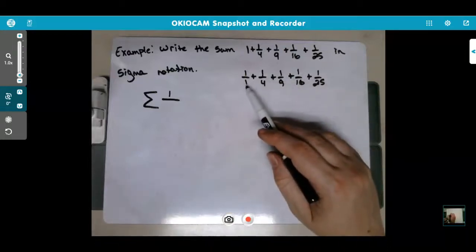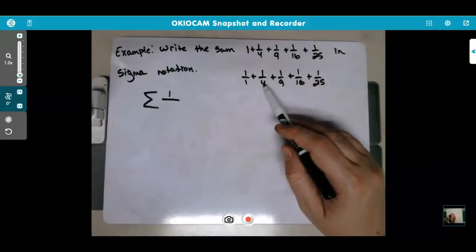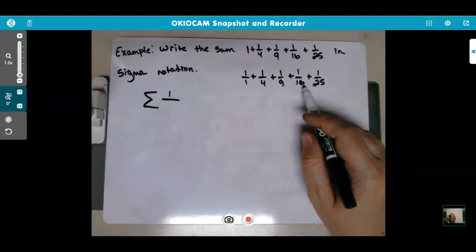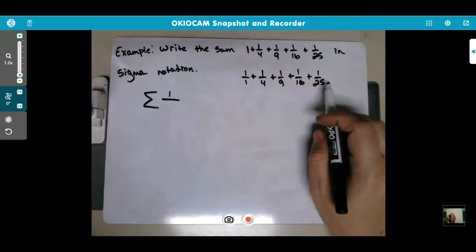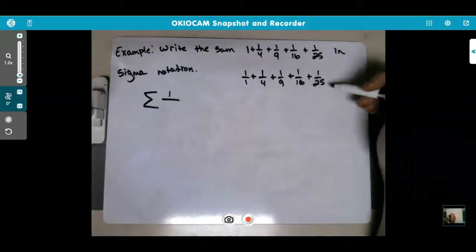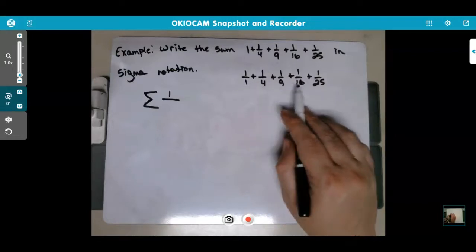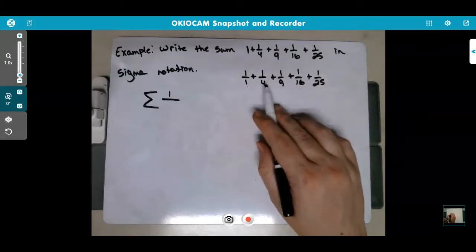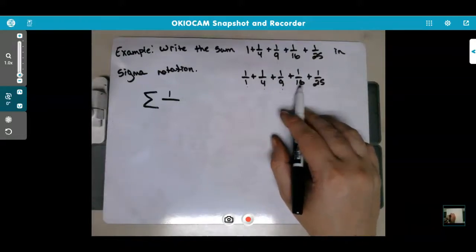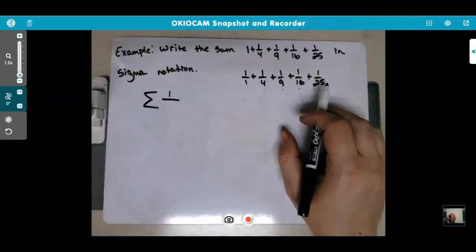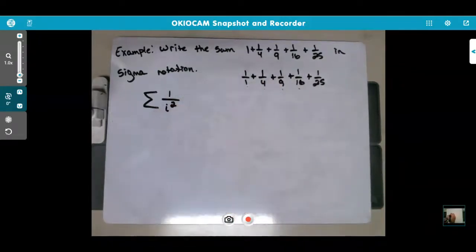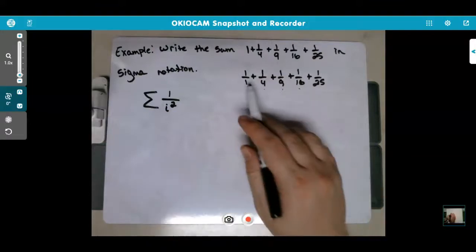My first term has a 1, my second term has a 4, my third term has a 9, my fourth term has a 16, and my fifth term has a 25. So I can see my pattern is all of these are squares. 1 is 1 squared, 4 is 2 squared, 9 is 3 squared, 16 is 4 squared, and 25 is 5 squared. So the denominator is i squared, because all of these are squares.